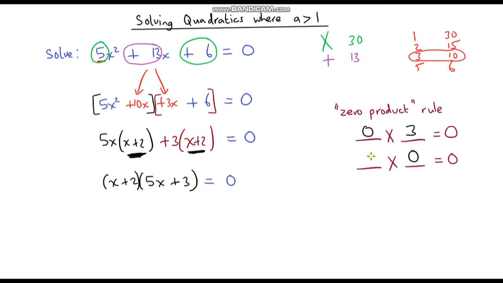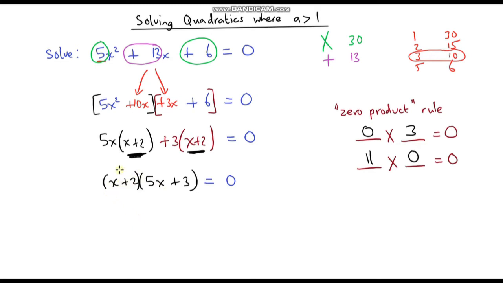So here I could say 11. 11 times 0 is also 0. As long as one of these numbers is 0, then my answer is always going to be 0. So if I apply that to this question here, we've got two things being multiplied together, just like we have here, and the answer is 0. So in order to get 0 as our answer, one of these has to be 0.